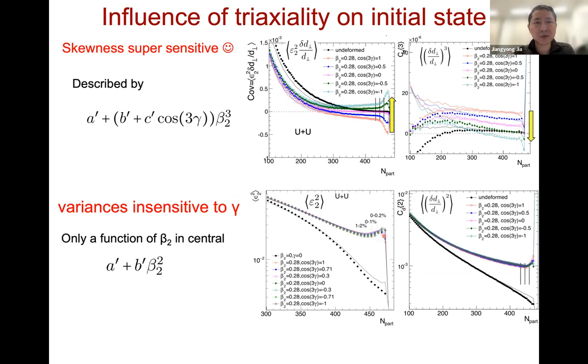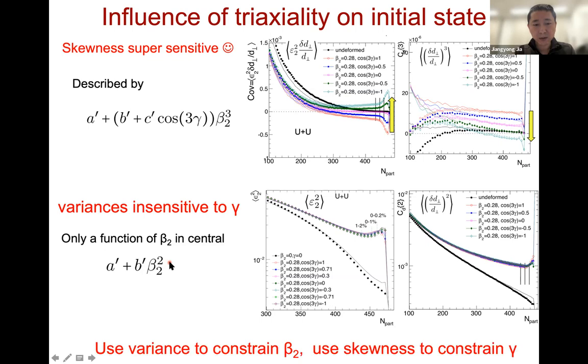In other words, in order to be sensitive to the triaxiality, you need to measure the three axes, right? So that means you need to have at least a three particle correlator to actually be sensitive to the triaxiality. If you only do two particle correlation, you will not see the triaxiality. And that's why you don't see a dependence on it.